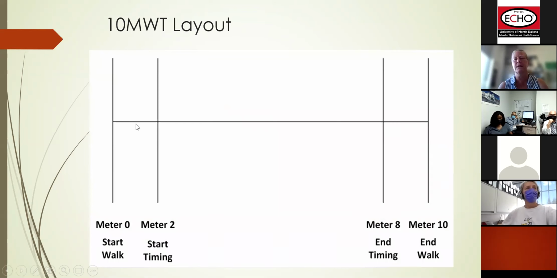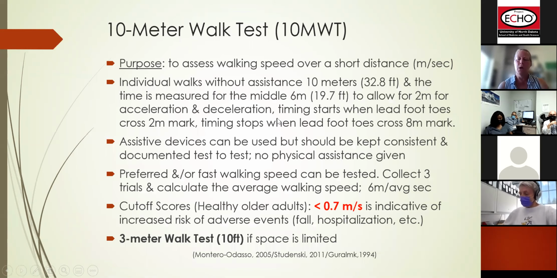So they're having this free walking speed between the middle 6 meters. With this, we're usually looking that a person walks 1 meter per second, and if they walk less than that, they're at a higher risk. The cutoff score for healthy older individuals is 0.7 meters per second. If they walk less than that, there is a higher risk of having a fall, hospitalization, or higher mortality. So very easy test to do.